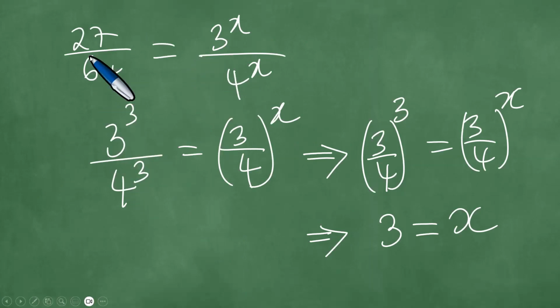And now, here, 27 is the same as 3 cubed. 64 is the same as 4 cubed. Okay? And therefore, when they have the same power, you can write it like this using the laws of exponents. You can write 3 over 4 and you raise it to the cube. And then you have 3 over 4 raised to the power x. And when the bases are the same, you equate so that x equals 3. And the answer is 3.